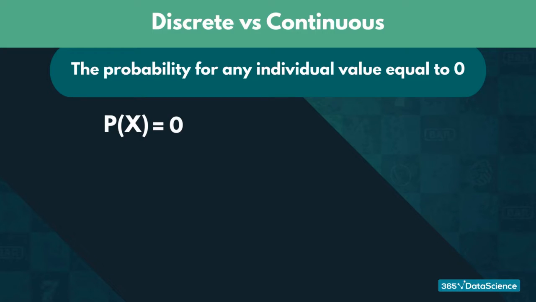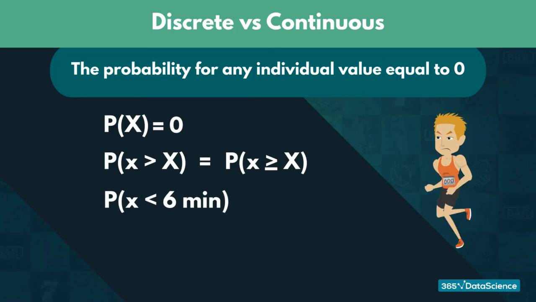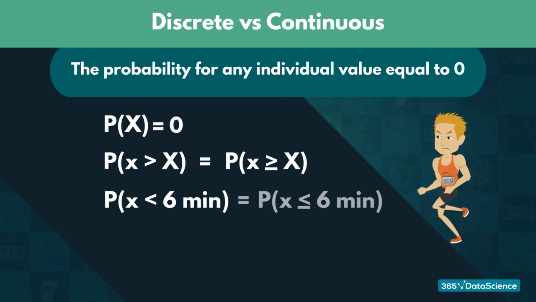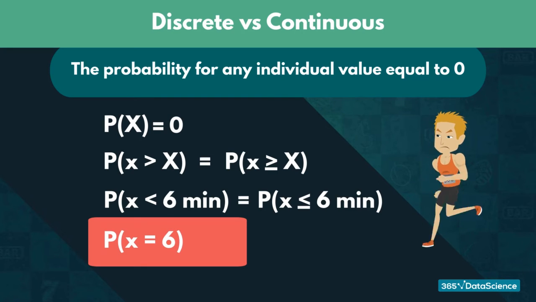This assumption is crucial in understanding why the likelihood of an event being strictly greater than x is equal to the likelihood of the event being greater than or equal to x for some value x within the sample space. For example, the probability of a college student running a mile in under 6 minutes is the same as them running it for at most 6 minutes. That is because we consider the likelihood of finishing in exactly 6 minutes to be 0. That wasn't too complicated, was it?